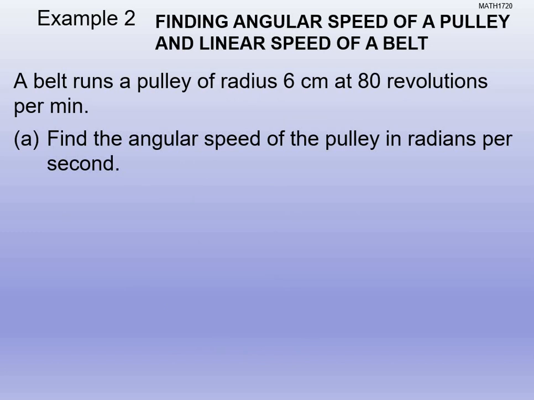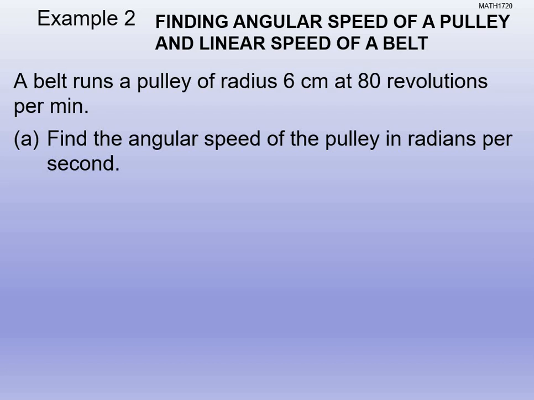All right, let's do another example here. We want to find the angular speed of a pulley. A belt runs a pulley with a radius of 6 centimeters at 80 RPMs, revolutions per minute. Find the angular speed of the pulley in radians per second.